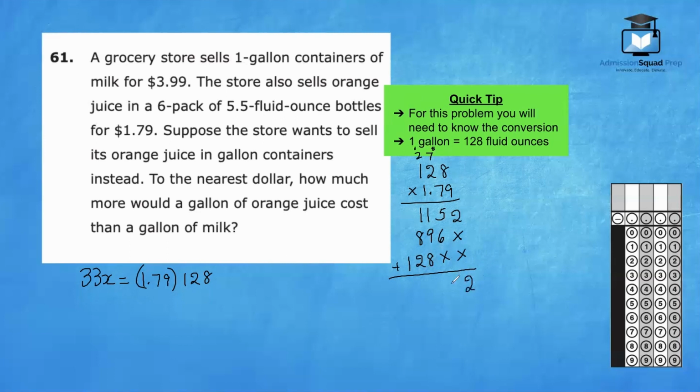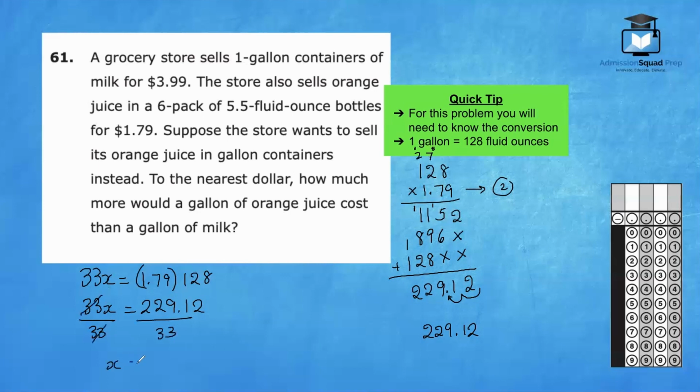So we have 2, 6 plus 5 is 11, 9 plus 1 is 10, plus 1 is 11, 11 plus 8 is 19. Then we have 8 plus 1 plus 1, which is 10, plus 2 is 12, and 1 plus 1 is 2. Remember, our final answer needs to have 2 places after the decimal point. So we are going to move 2 places to the left right here, 229.12. So 33x equals 229.12. Our last step is to divide both sides of this equation by 33. Let's see what our final answer is.